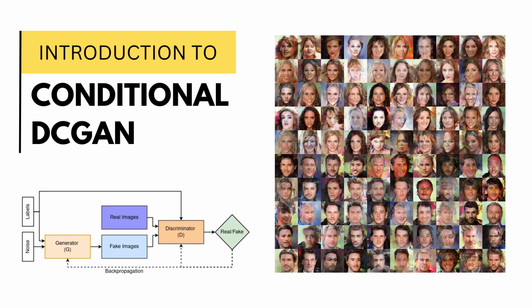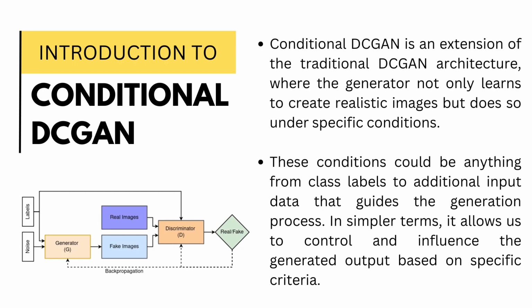In this video, we will delve into the fascinating world of generative adversarial networks and specifically explore the implementation of conditional DCGAN. Conditional DCGAN is an extension of the traditional DCGAN architecture where the generator not only learns to create realistic images but does so under specific conditions. These conditions could be anything from class labels to additional input data that guides the generation process. In simpler terms, it allows us to control and influence the generated output based on specific criteria.